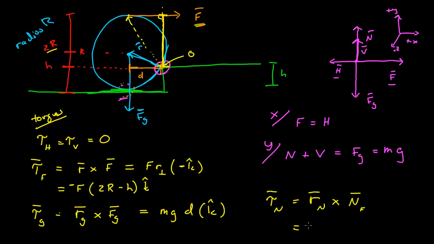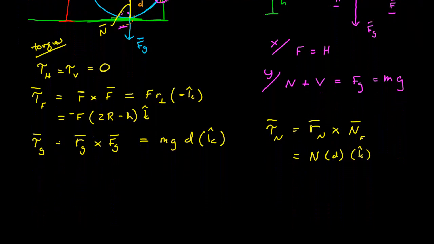Okay. And so that now is equal to, again, the normal force times the lever arm, the component of the r vector perpendicular to the normal force. But now the normal force is just pointing up. It's in the opposite direction. Right here, this is the normal force, in the opposite direction of the force due to gravity. So the lever arm is the same as the lever arm due to gravity, which is d. And then if I do a right-hand rule, that's positive k.